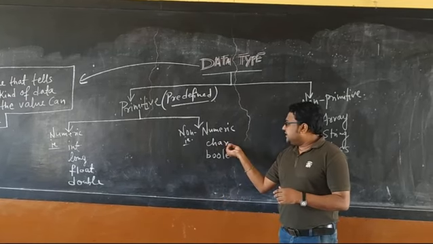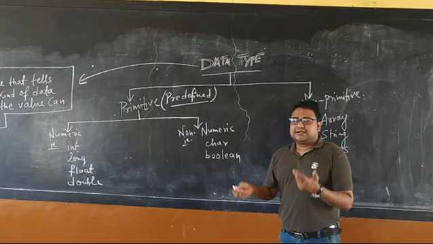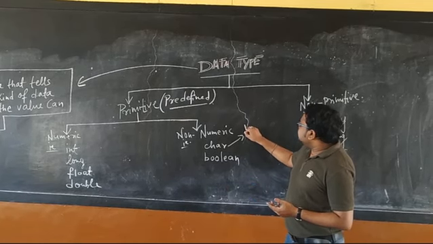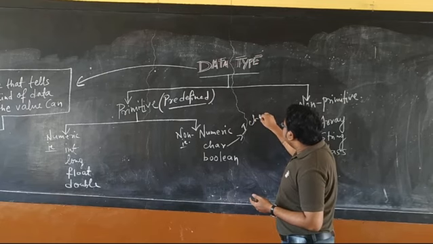Now we will discuss primitive, which is non-numeric, no numbers. The first one is character, char. We can say character also. The char is storing a single digit, single character.